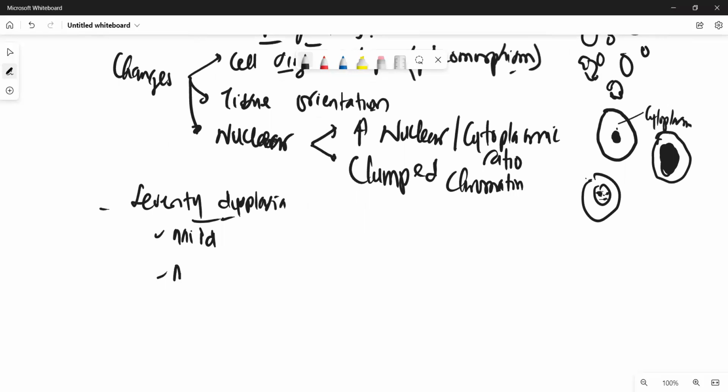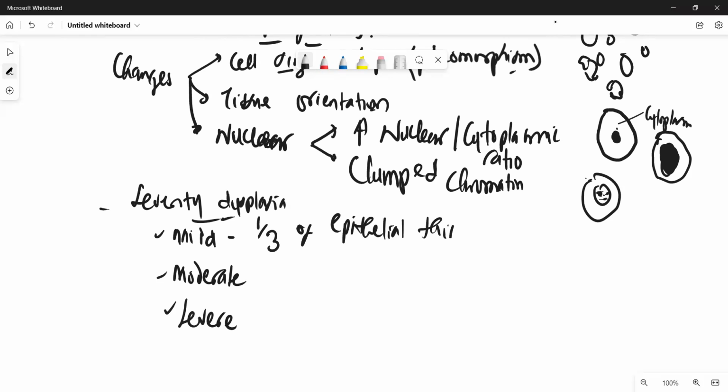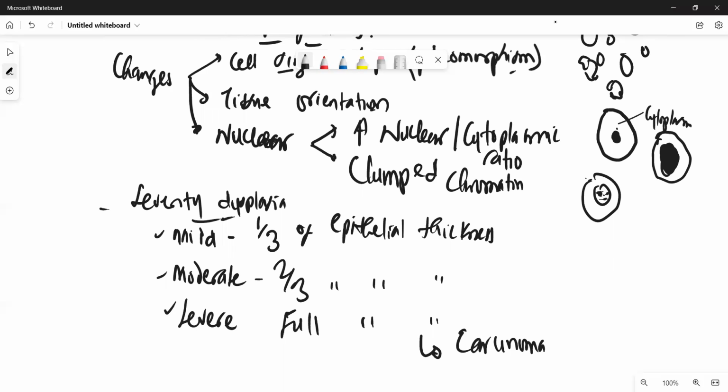Is it mild? Is it moderate? Or is it severe? So what do they mean by that? Mild basically means you only involve one third of the epithelial thickness. And then if two-thirds is involved, then we call it moderate. And of course, if there's a full epithelial thickness involvement, then we call it severe. And severe can progress to what we call carcinoma in situ.